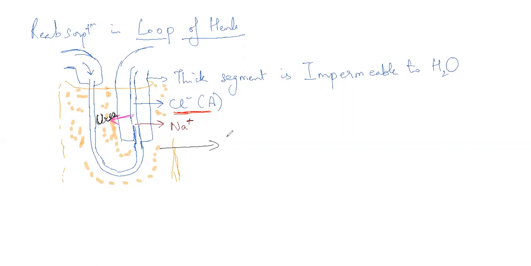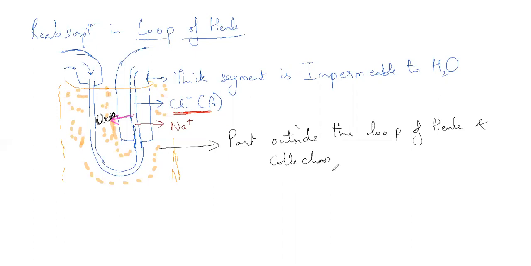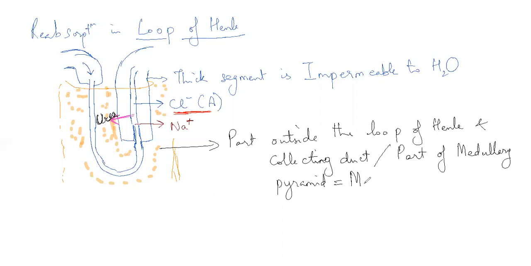This part outside the loop of Henle, and if you remember, the collecting duct was also there. Collecting duct is actually the part of medulla, part of the medullary pyramid. This part is called the medullary interstitium.